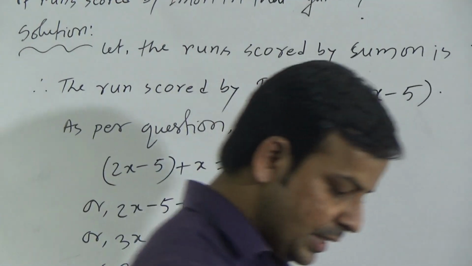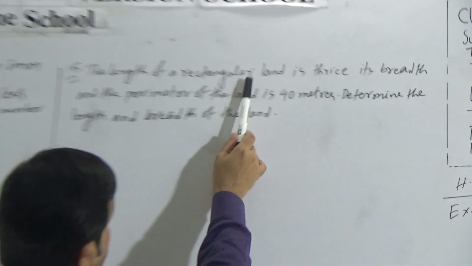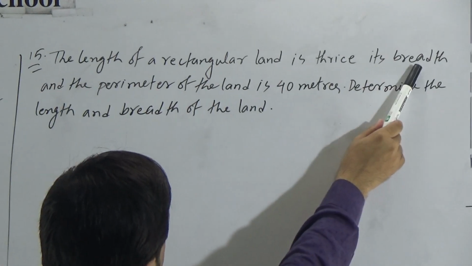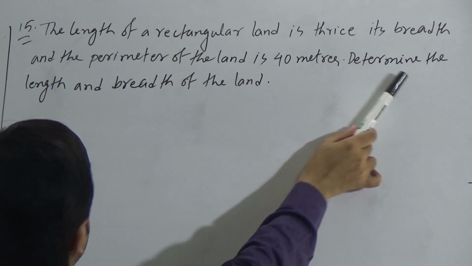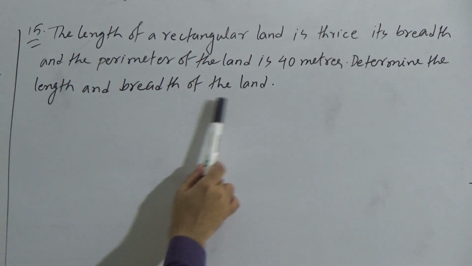Now I have to solve question 15. Okay, dear students, let us see what is question 15. The length of a rectangular land is thrice its breadth and the perimeter of the land is 40 meters. Determine the length and breadth of the land.